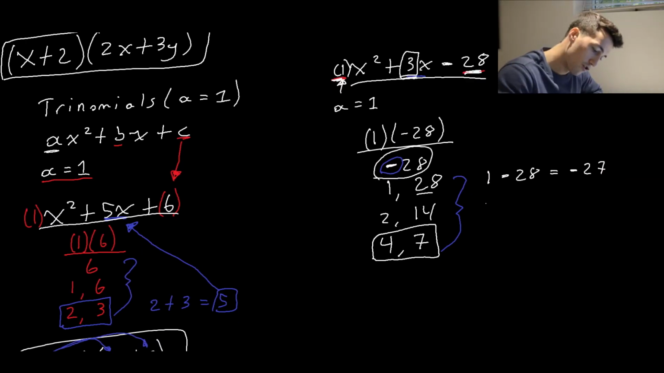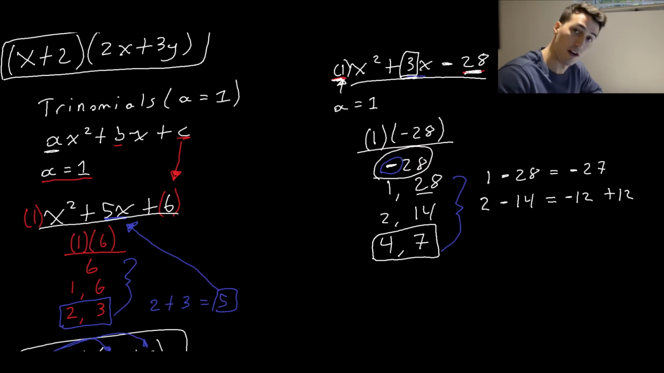Similarly, we can try 2 minus 14. And that's just going to give us negative 12. So what if we did negative 2 and positive 14? Well, that's just going to be positive 12. So that definitely doesn't sum to 3, which is what we're looking for. But we could do 7 minus 4. So that equals 3.